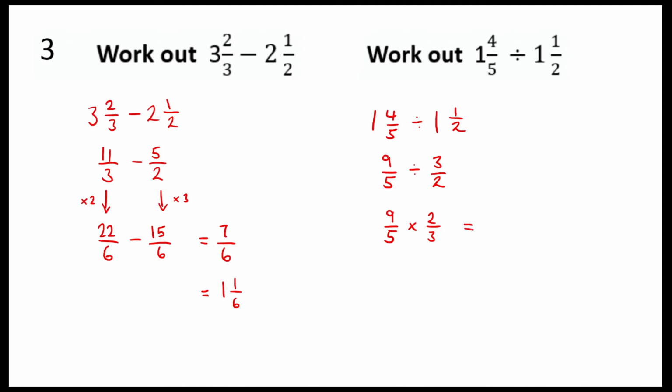And when we're timesing two fractions together, we simply times the top two numbers, which gives us 18, and times the bottom two numbers, which gives us 15. So 18 over 15 is my answer. Now, unlike the previous one, a factor of 3 can be divided both out of the top and the bottom, so I can simplify this to 6 over 5, and that is the same as 1 and 1/5.